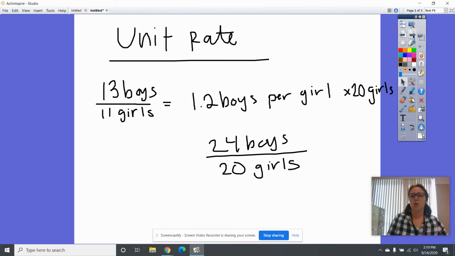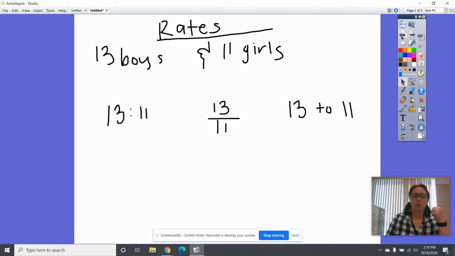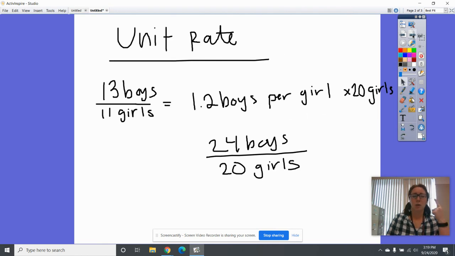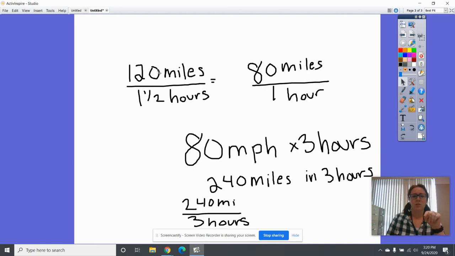So we've just talked about regular old rates. We've now talked about unit rates, where we divide the top by the bottom, and that gives us a quantity where the second one is 1, right? 1.2 boys per 1 girl. We divide the top by the bottom, and we get a ratio where the second quantity is 1, 80 miles in 1 hour.